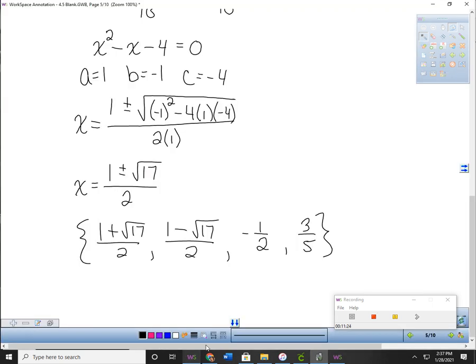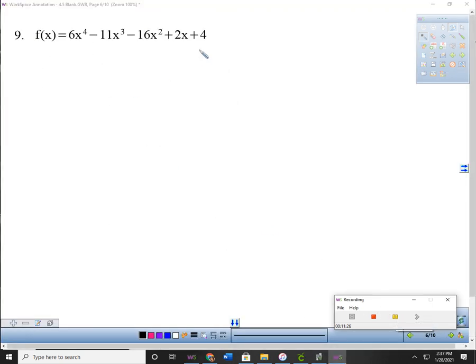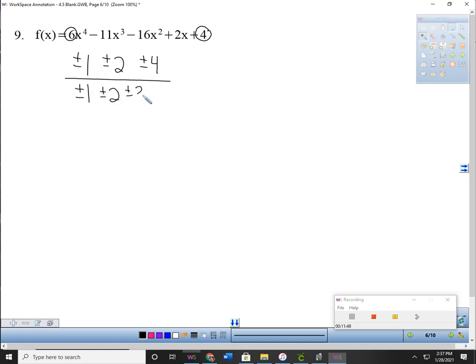All right. At number 9, we're going to take all the factors of 4, which would be 1 and 4 and 2 and 2, so 1, 2, and 4. And we will divide that by all the factors of 6, which is 1 and 6 and 2 and 3, so 1, 2, 3, and 6. If I take everything on top and divide that by 1, then I would just get everything on the top.